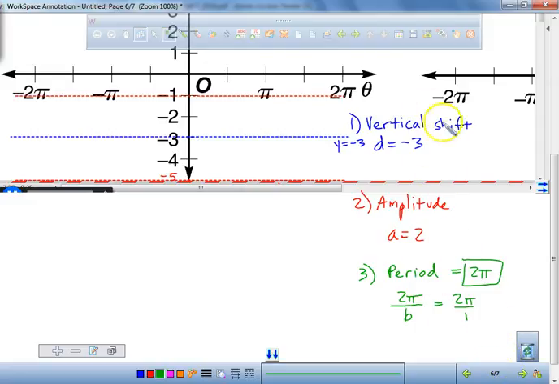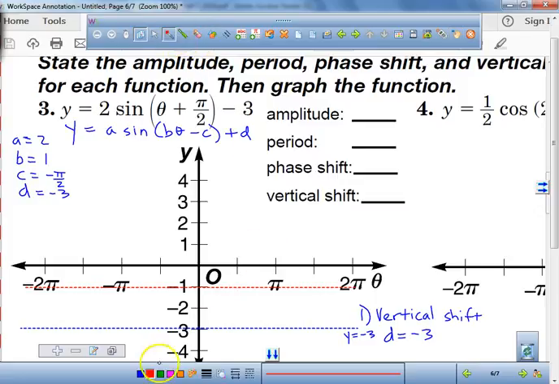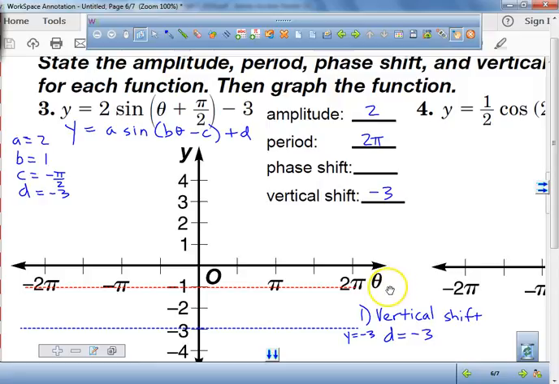So when I'm done with these, I've got an amplitude equal to 2, a period that's 2 pi, and a vertical shift that's negative 3. I'm just going to write my answers up here. Vertical shift is negative 3. My period is 2 pi. My amplitude is 2, which leaves me now for my phase shift. I always do my phase shift last. I try to get all the easy stuff taken care of, then I worry about my phase shift.